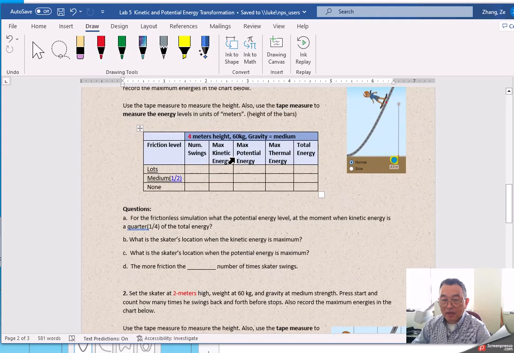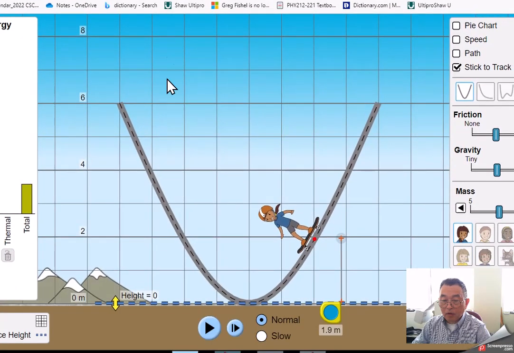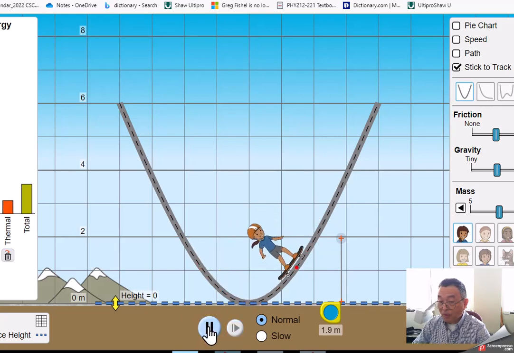Then do this exercise, and then I want you to count the number of swings: how many times it can swing before it stops. For example, if you set it here, how many times does it swing? 1, 2, 3, 4, 5, 6, 7, 8, 9, 10, 11, 12.